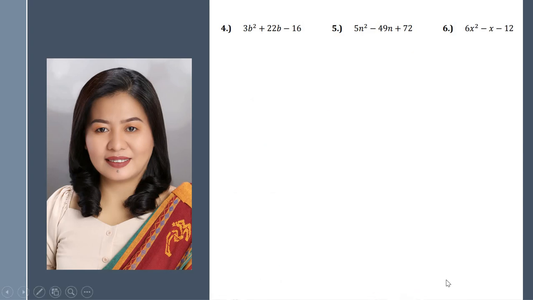Number 6. 6 and 12 is negative 72. It's easy for 72 because we know that's a smaller number. So we have 8 and 9 that will give us a difference of negative 1. So there's an invisible 1 here. If it's not written, you just have to write 1. Since it's negative, we give the minus sign to the larger number, which is 9. So rewriting, negative 9x plus 8x.